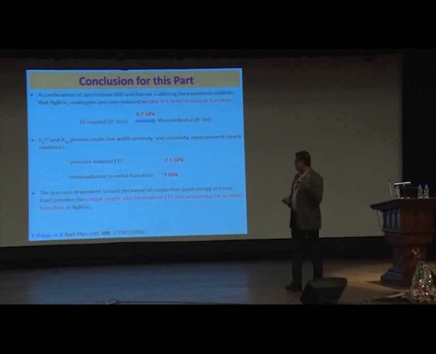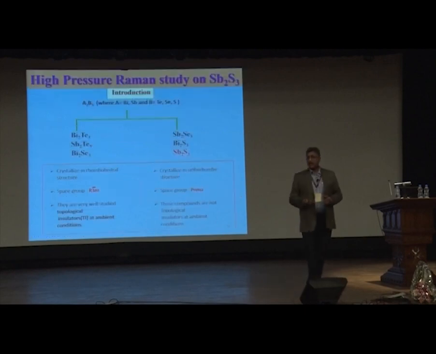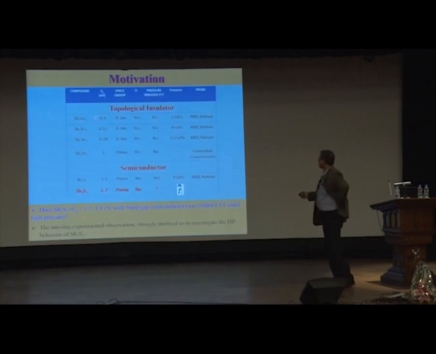Now, quickly, I will go through the last part. In one minute, I'll show you another example, where we were interested in a system called antimony sulfide, because it is interesting. All of these are room temperature topological transitions. They crystallize in the rhombohedral structure, whereas in the Pnma structure they do not show any topological transitions, and they are large band gap systems. Here's the table.